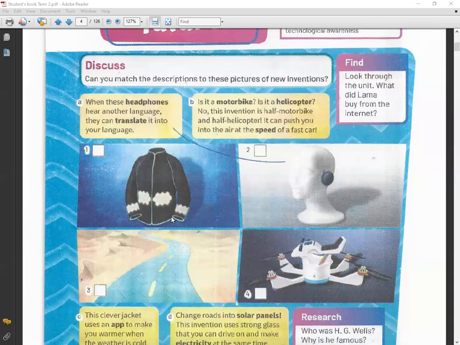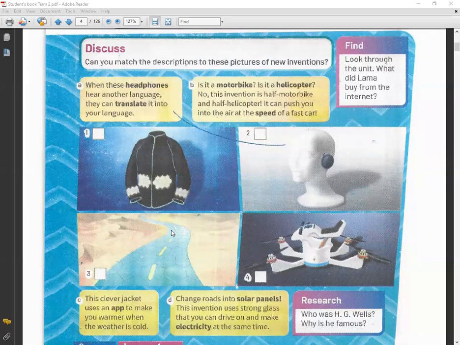C, this clever jacket uses an app to make you warmer when the weather is cold. It's photo number 1. Excellent. And the last text is: change roads into solar panels. This invention uses strong glass that you can drive on and make electricity at the same time. It's the last photo, which is number 3.